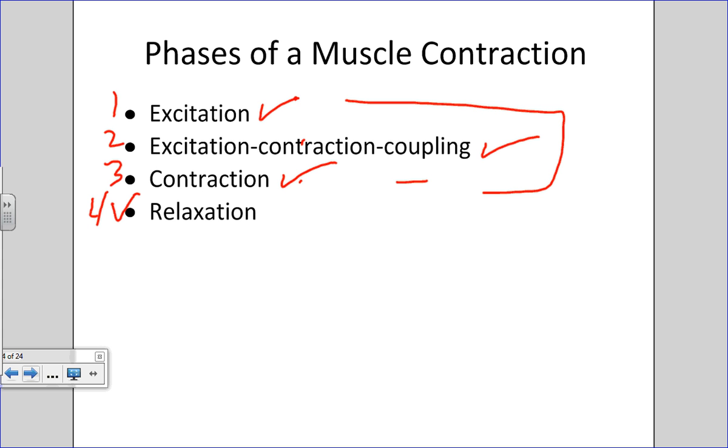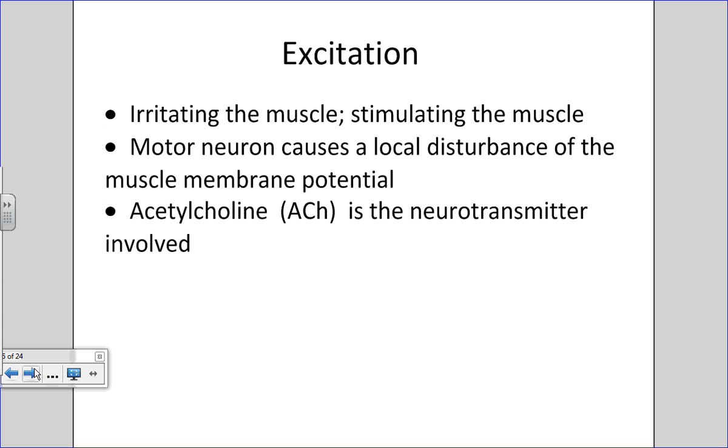All right, so I mean, technically this isn't really a phase of contraction. This is recovering from it, but I'm just throwing this in there. All right, so now let's break down these phases of a muscle contraction individually, step by step, throughout this entire process. All right, so now in order to understand excitation, we have to understand how the muscle gets irritated.